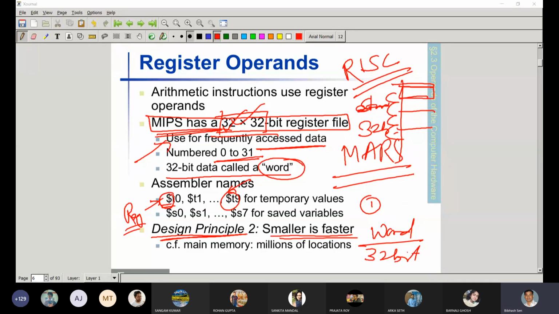Now, in the design, smaller is faster. That means we always try to use as few instructions as possible. Don't give more than one instruction at a time. So it becomes very critical for us.